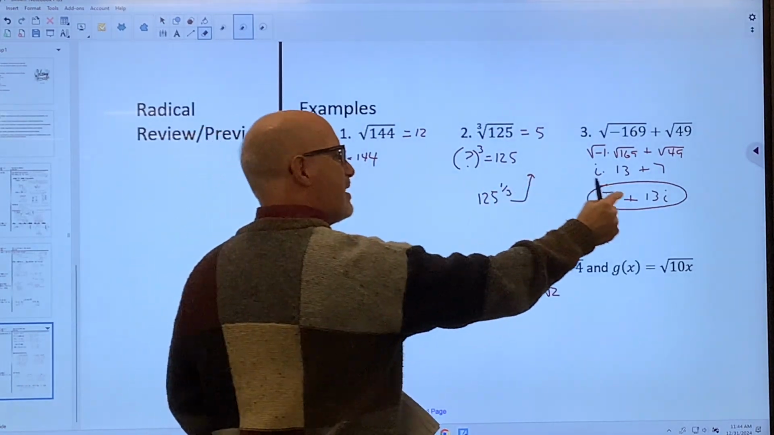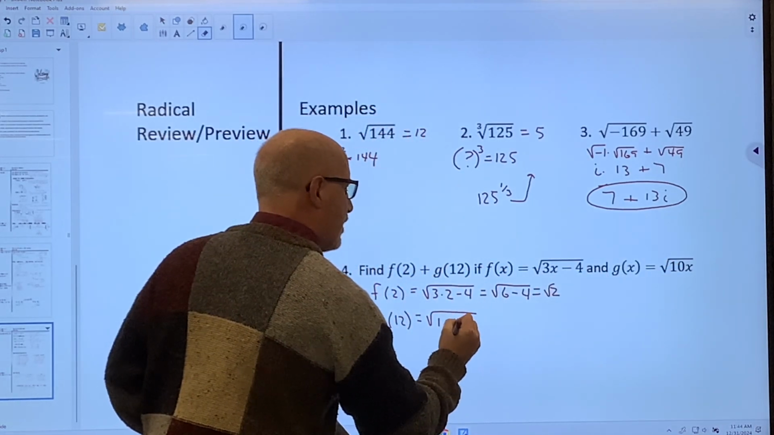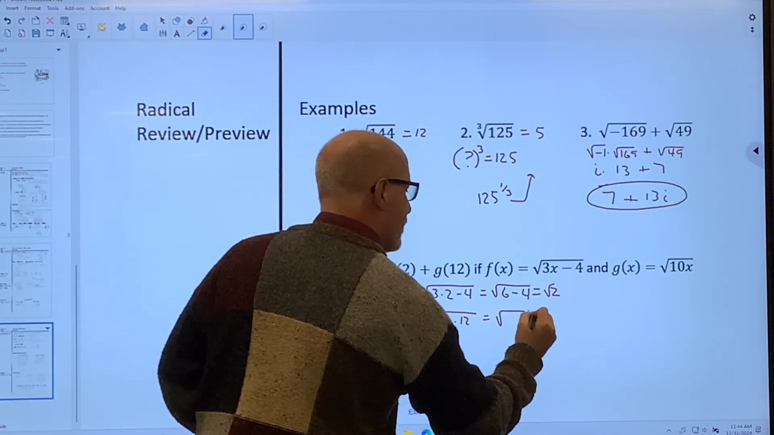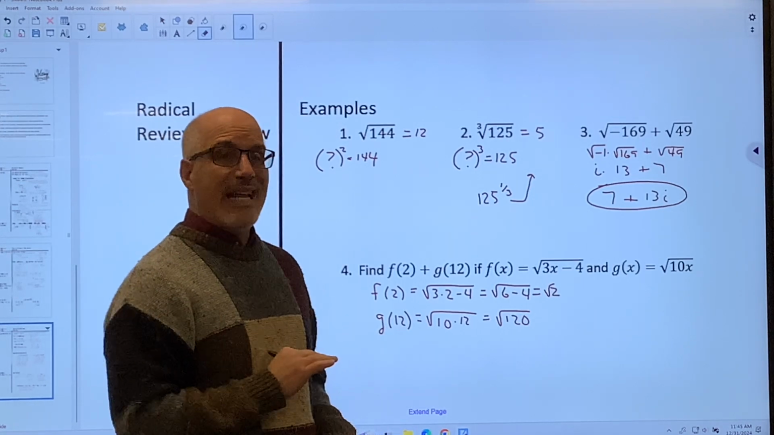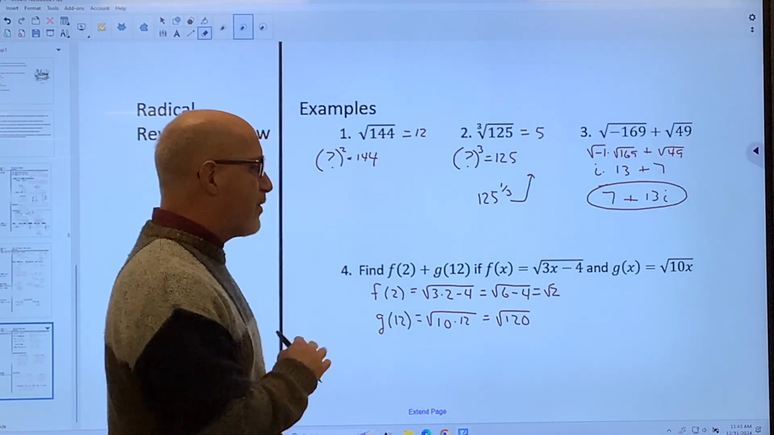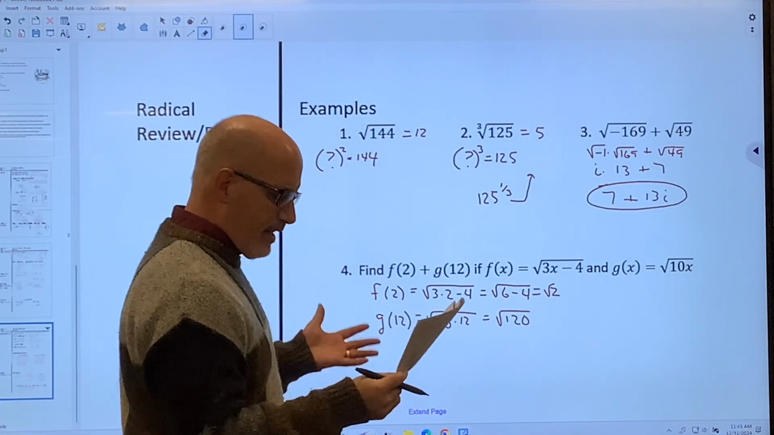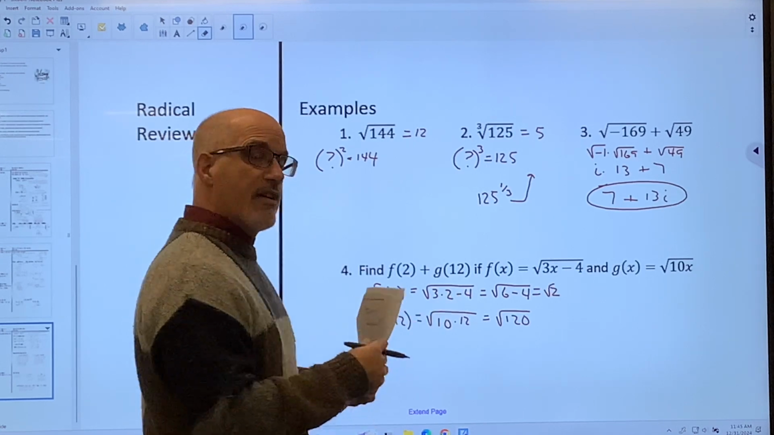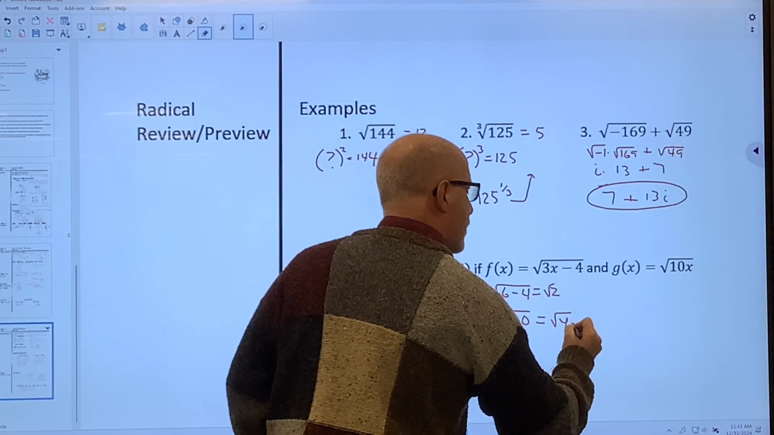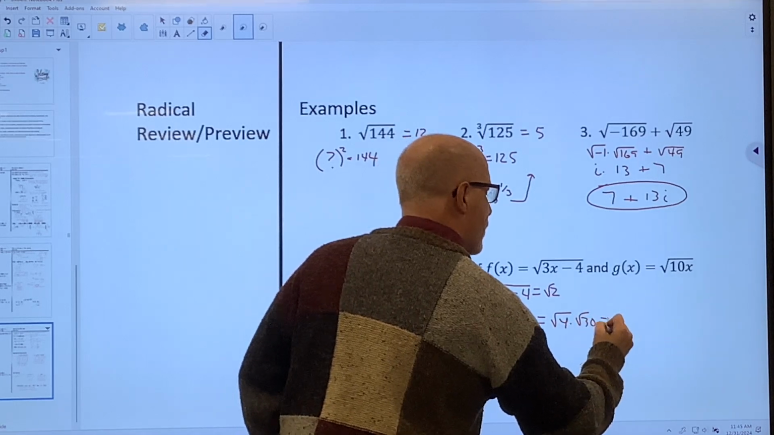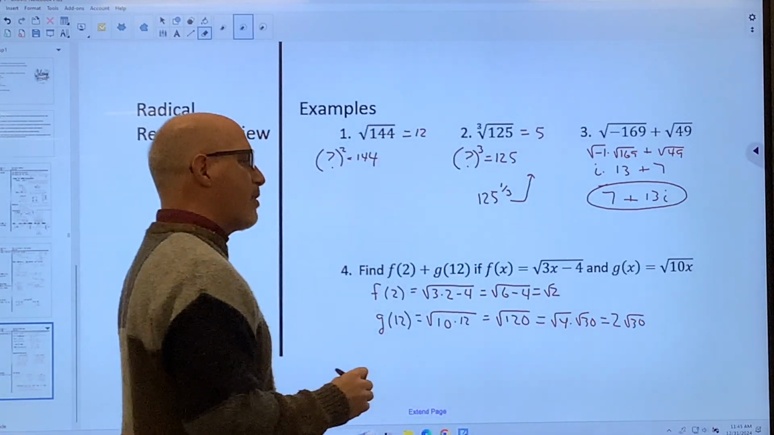G of 12 is I go to this function and I put 12 in for it. So I'm going to put 10 times 12 as the input. That gives me the square root of 120. Now this one, what I want to do is go ahead and simplify it. So I'll do that first before I put it in the rest of the problem. What perfect square goes into 120? Well, if you think about it, you've got to go through some of your perfect squares. 4 goes into it. So I'm going to make this the square root of 4 times the square root of 30. The square root of 4 is equal to 2. That becomes the coefficient of the square root of 30.